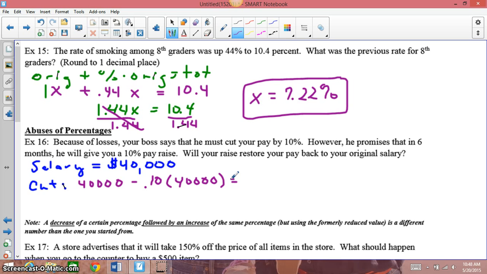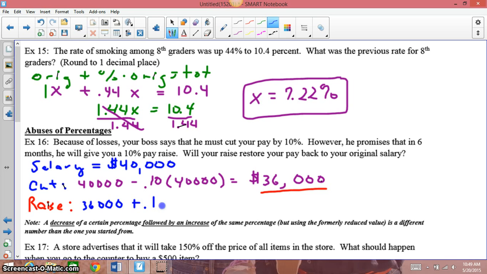That's going to put you at a new salary of $36,000. So that is your pay after you've had the 10% pay cut. Then he says, okay, well, now I'm going to promise you the raise. After the raise, he's going to give you a 10% raise on this amount. Now you might be seeing where this is going. If I take that $36,000 and I get a 10% raise, so I'm adding 10% of that $36,000.